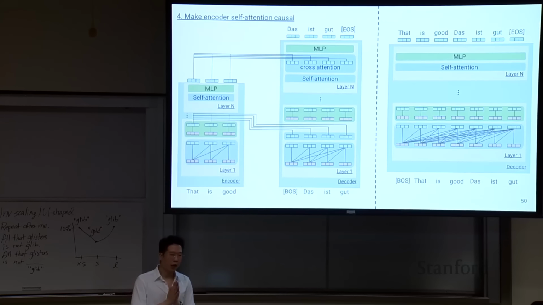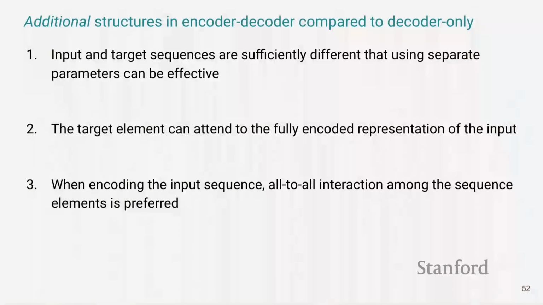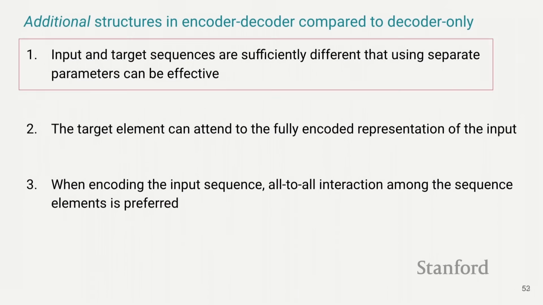Now we'll look at what the additional structures mean. So yeah, that's the populated table now. And then, we can say that encoder-decoder compared to the decoder-only architecture has these additional structures, inductive biases built in. So let's go into each of them. The first one that encoder-decoder added as a structure is that input and the target sequences are sufficiently different that it'll be useful to use separate parameters.